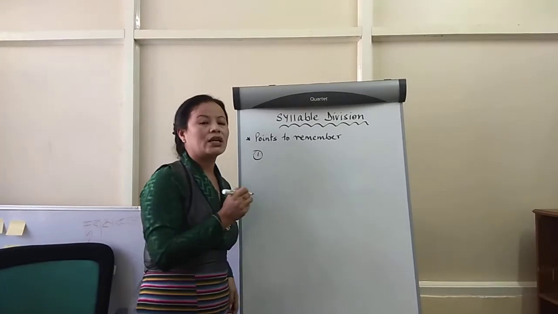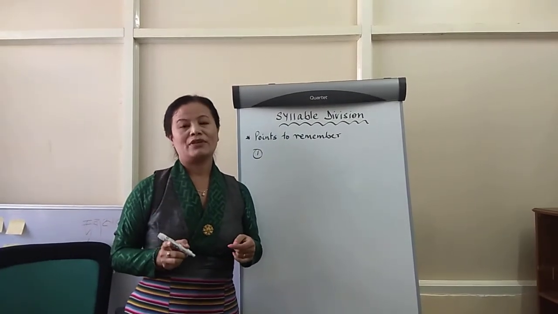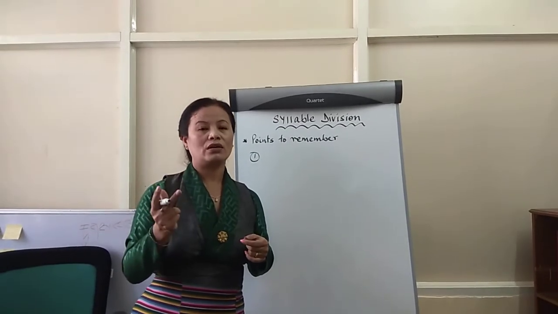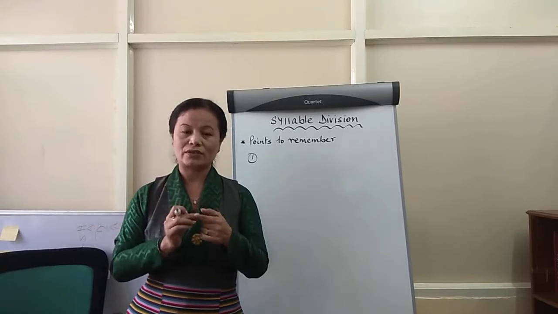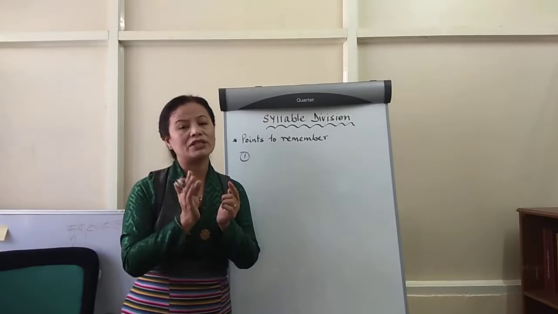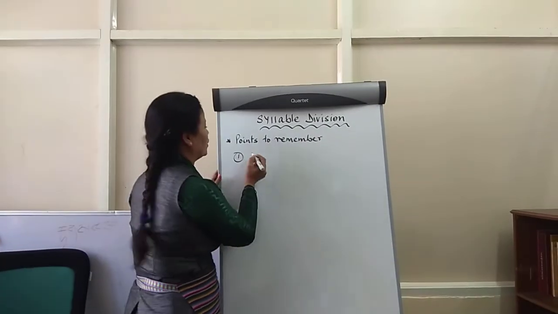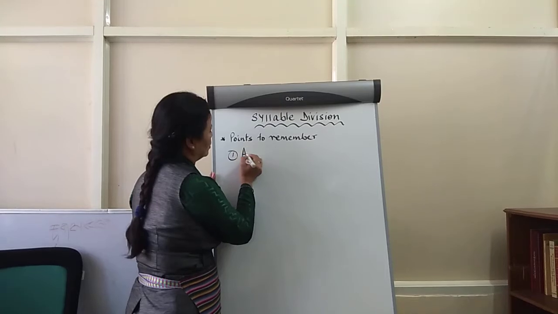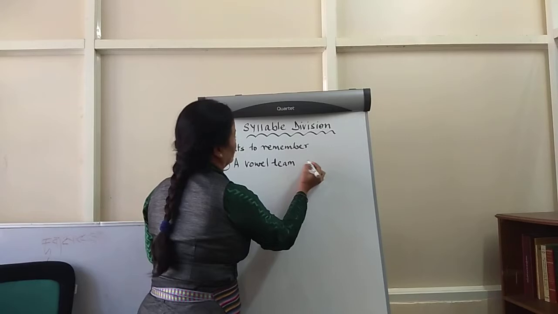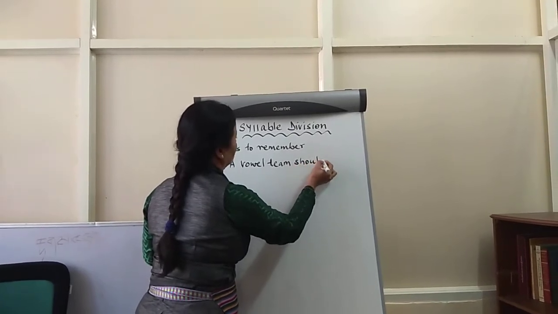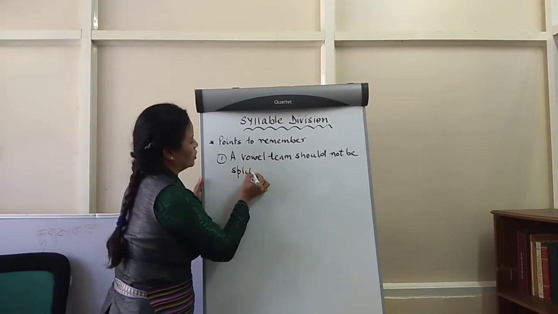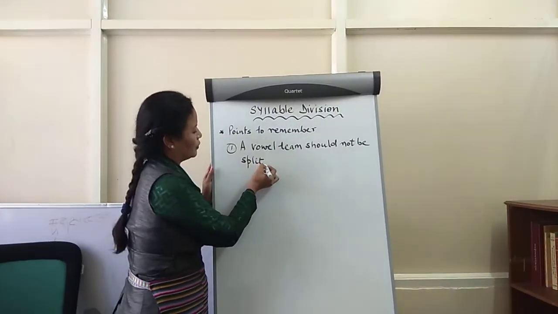The first thing you need to remember is when you come across a vowel team, right? A vowel team is when two or more vowels together make one vowel sound. So if you come across a vowel team, we need to remember that a vowel team should not be split. We should not split or break the vowel team.